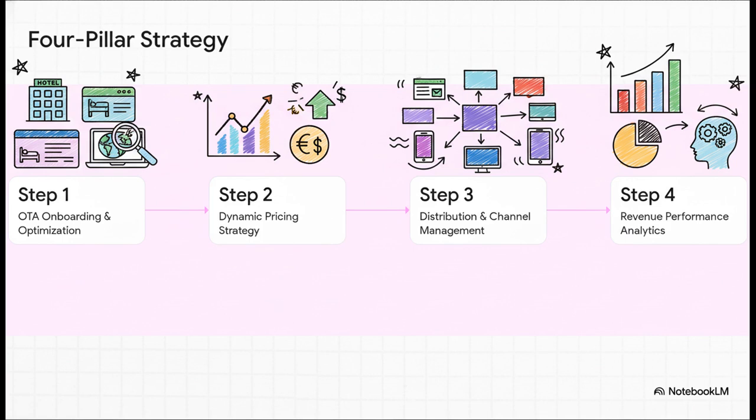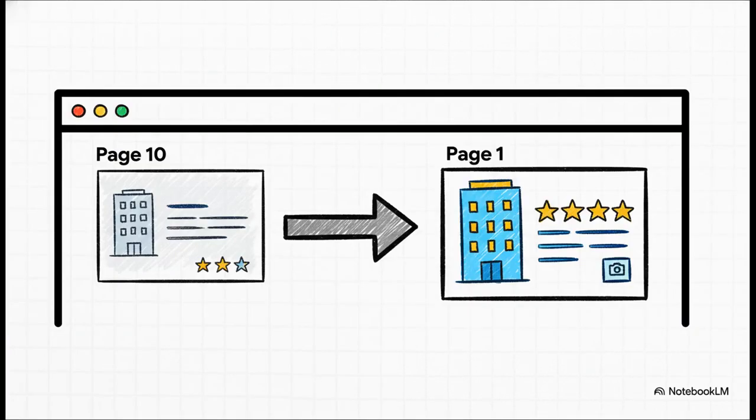Then, we implement a powerful dynamic pricing strategy. Pillar 3 is all about distribution and channel management. And finally, we tie it all together with revenue performance analytics. Let's break those down. First things first, we have to get you seen.